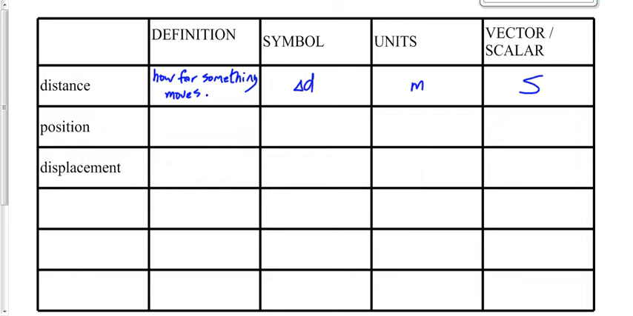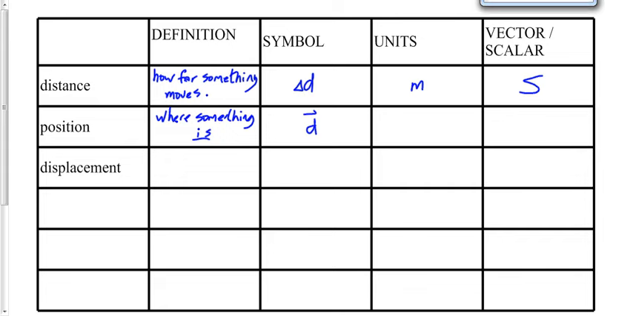Position is where something is. Not how far it's moved, but where something is. And the symbol for position is a D without a delta, but it's got a little arrow over top of it, a little half arrow. Anybody know what that little half arrow means? Okay, we'll get to that in a second then.